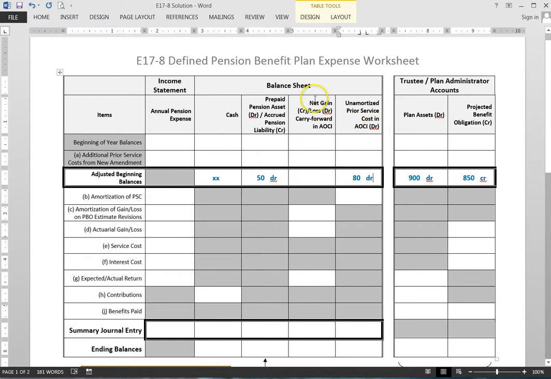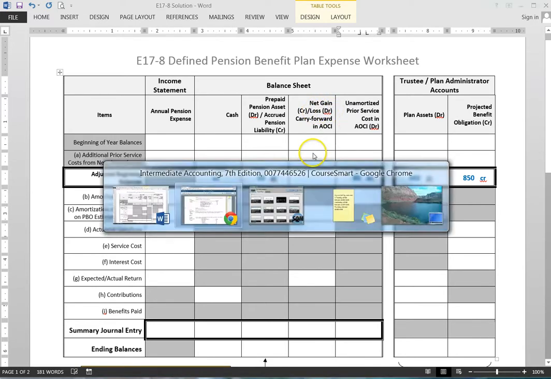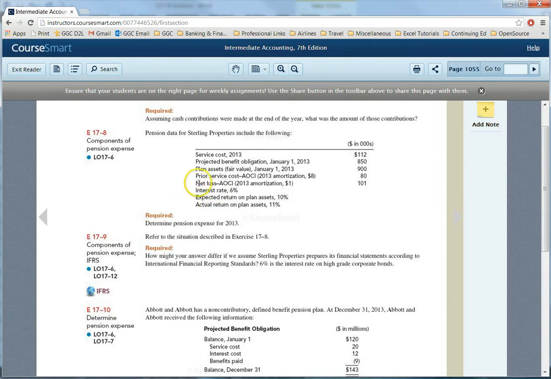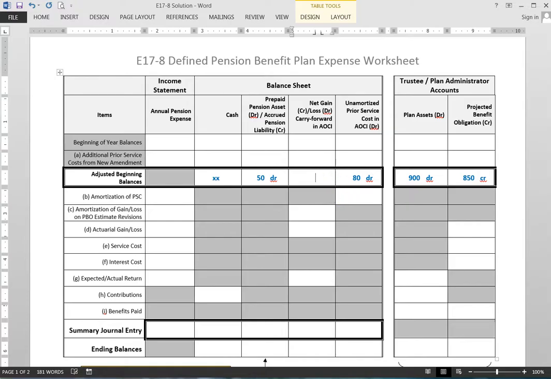Then the last question is, do we have any net gain or loss that's being carried forward? If there is a net gain that's being carried forward in AOCI, that's going to be a credit balance. And if there is a net loss being carried forward, that's going to be a debit balance. So in this particular case, we have a net loss in AOCI, and that balance starts out with $101,000. So there is a $101,000 loss being carried forward, and losses are debit balances. So those are the beginning balances of all the accounts.